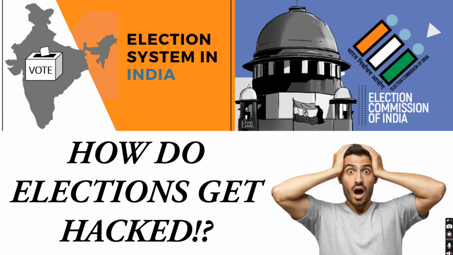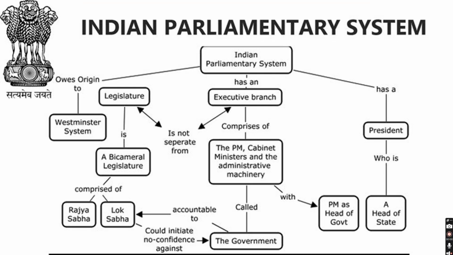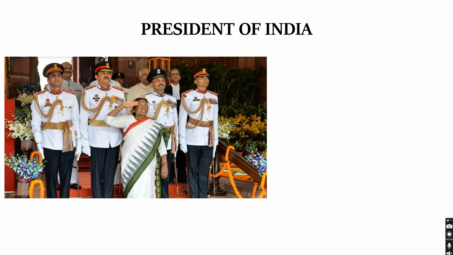Now you all must know that India's democracy is the largest democracy in the world. And also, India has a parliamentary system as defined by its constitution, with power distributed between the central government and the states. Here you can see on the screen a really complex figure. We are going to break it down. Okay, beginning with the President of India.